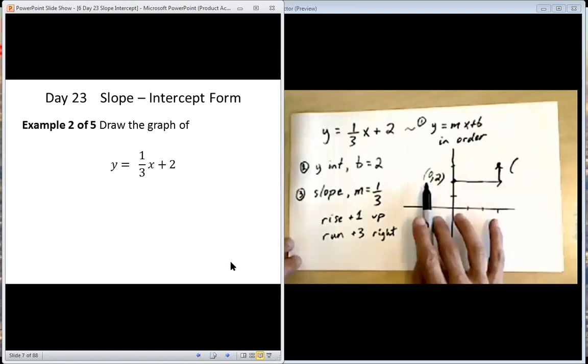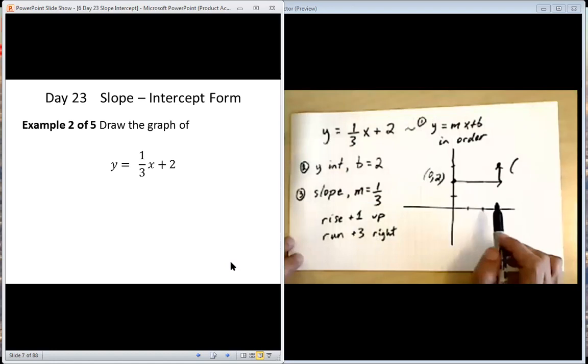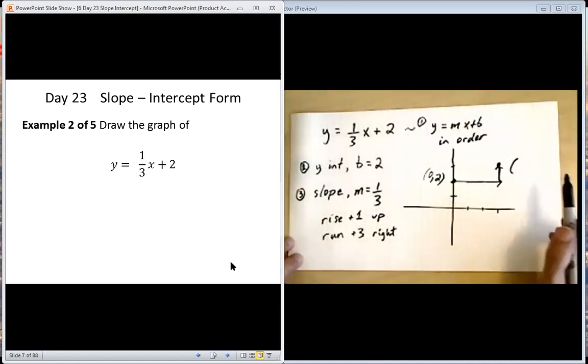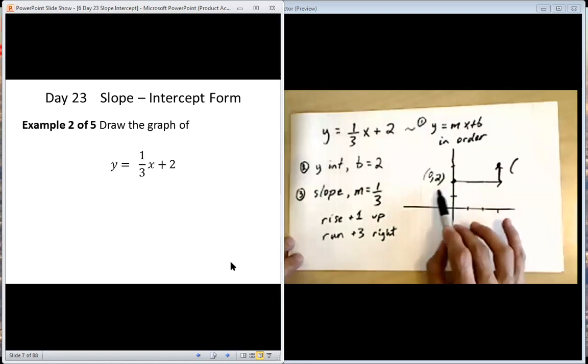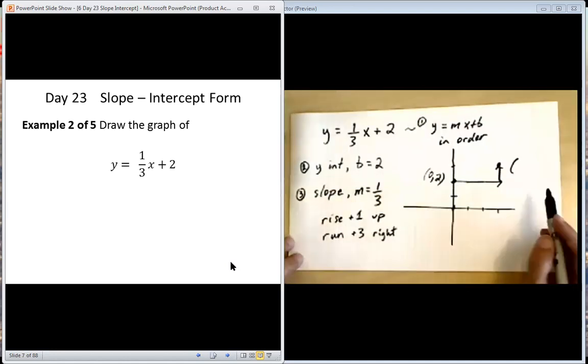We started here at 0, 2. We went 3 to the right and up. We start at 0, 2, because that's the y-intercept, right? Start down here. It's 2. Yeah, 3 and 3 from class.